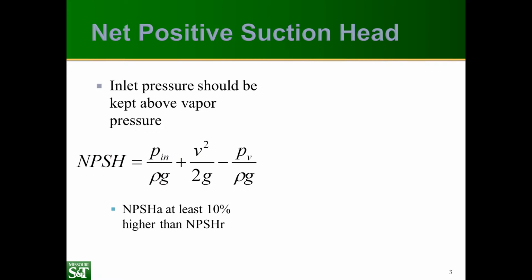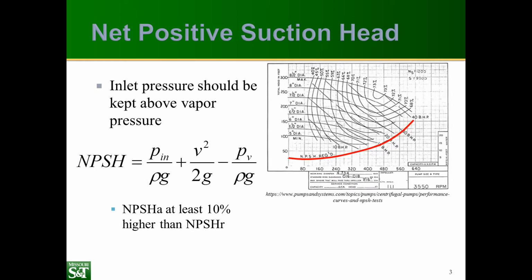So you have the inlet pressure plus the part about the velocity, so that gives you the stagnation pressure, and it's the difference between that and the vapor pressure, expressed here in this equation in terms of head, with units of meters or feet. Now, the requirement here is going to depend on the fluid, its temperature, etc., the things that are going to change the vapor pressure.